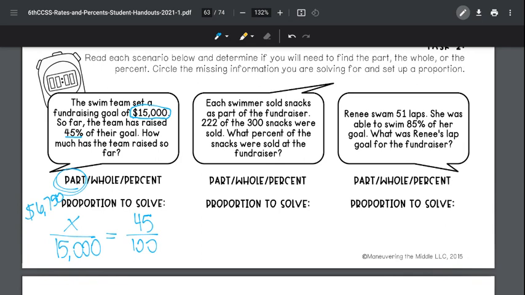Example 2. Each swimmer sold snacks as part of the fundraiser. 222 out of 300 snacks were sold. What percent of snacks were sold at the fundraiser? It says what percent? So we're solving for the percent. 222 out of 300 were sold. What percent over 100? Cross multiply and divide. They sold 74% of their snacks.